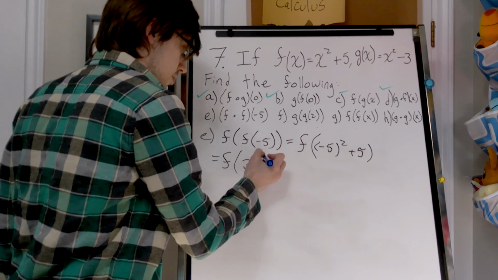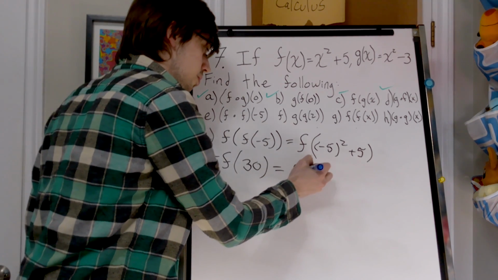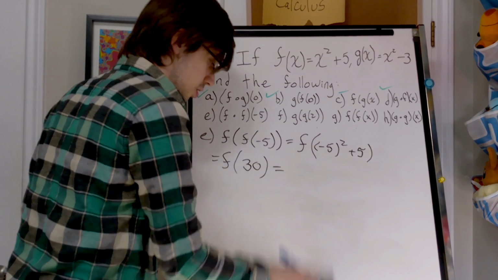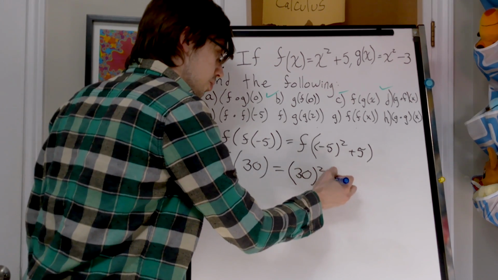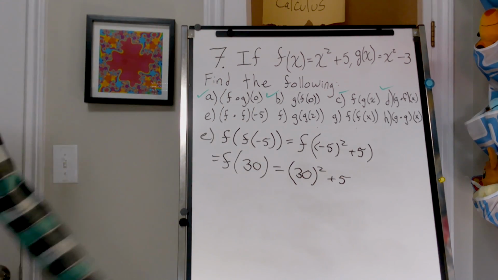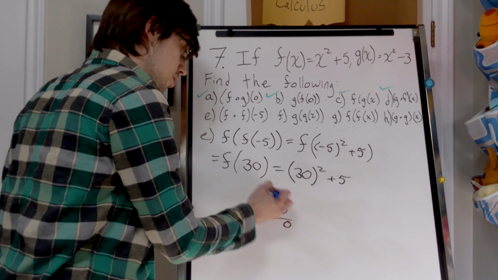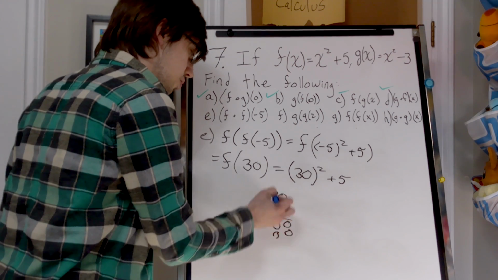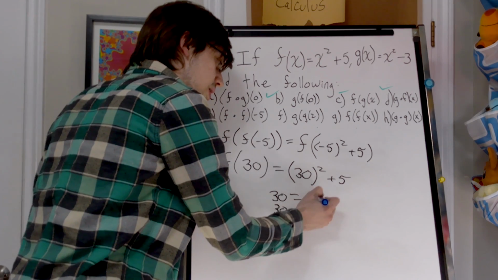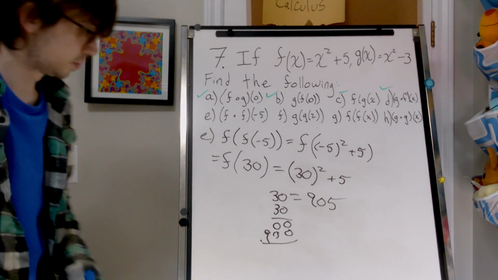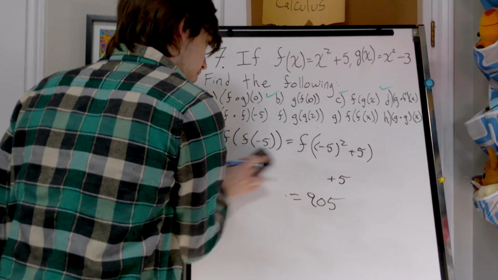So f of 30, don't need the f anymore, I want 30 squared plus 5. 30 times 30, 900. Plus 5, 905. Let's put that right here.